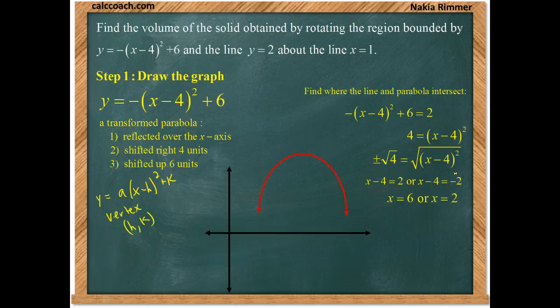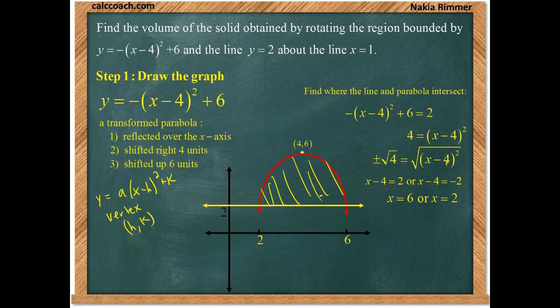We have a parabola with a vertex of (4, 6), opening downward. Just the sketch is good enough. We have the line y equals 2. We know where they intersect, at 2 and 6. This region between these two will be rotated about the line x equals 1.